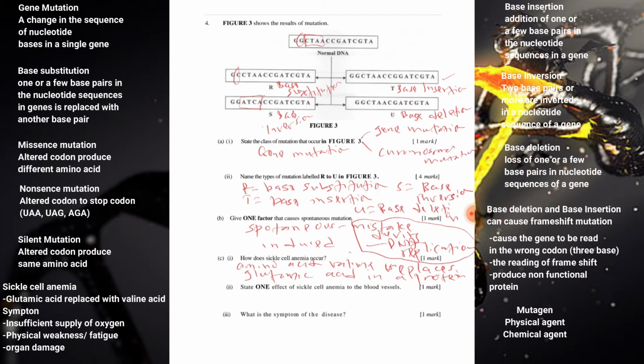Okay, state one effect of sickle cell anemia to the blood vessel. So sickle cell anemia, sickle cell, it will clump together. So once sickle cell clump together, it will block the small blood vessel and cause painful and damaging problem. So the answer is sickle cell anemia, first it will clump together. Once it clump together, it will block the small blood vessel.